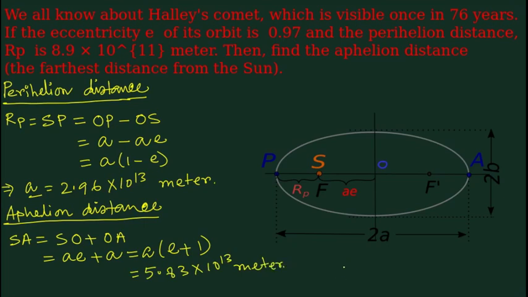One more thing is that if we know the eccentricity E and the length of the semi-major axis, then we can also find the length of the semi-minor axis B, from this relation: E equals the square root of 1 minus B squared by A squared.